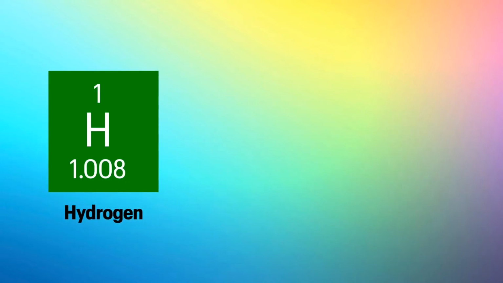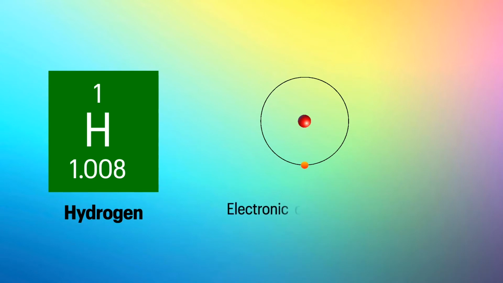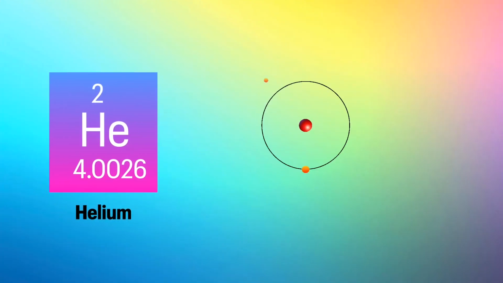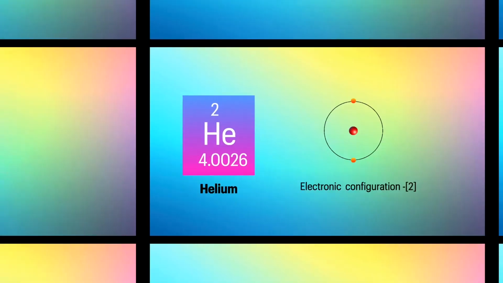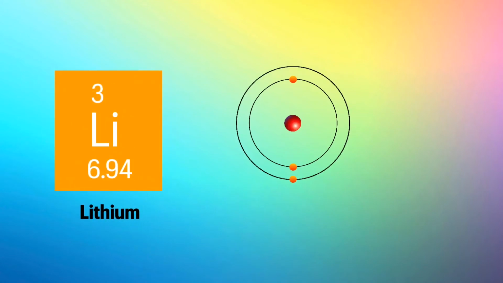In case of the hydrogen atom, it has 1 electron. Hence, it occupies the first electron shell. Its electronic configuration is 1. In case of helium, there are 2 electrons, so the second electron is also in the first shell. Its electronic configuration is 2. For lithium, 2 electrons will be in the first shell and the third one in the second shell. So, the electronic configuration of lithium is 2, 1.